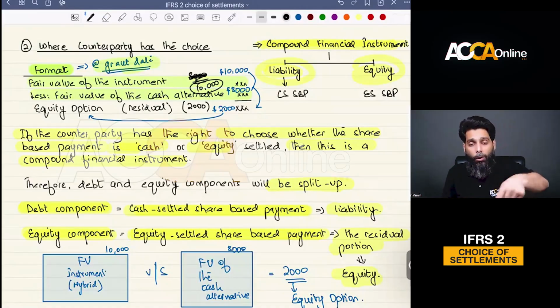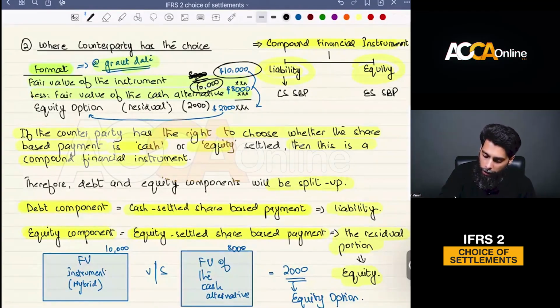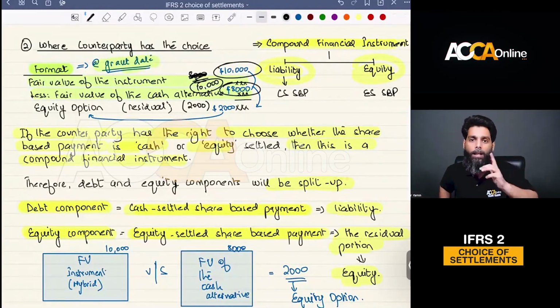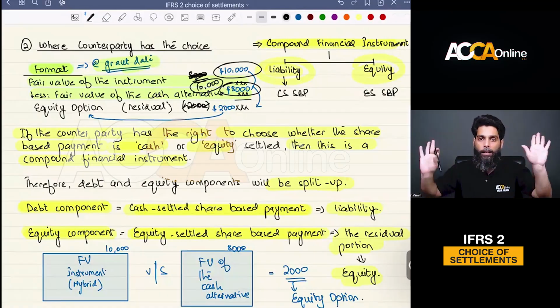You guys answered your own self. This will always be with a higher value and the cash alternative will always be with a lower value, and hence you will always get a positive residual equity option portion. Understood? Do you guys understand or not? Please let me know Y or N. Is it clear to everybody?